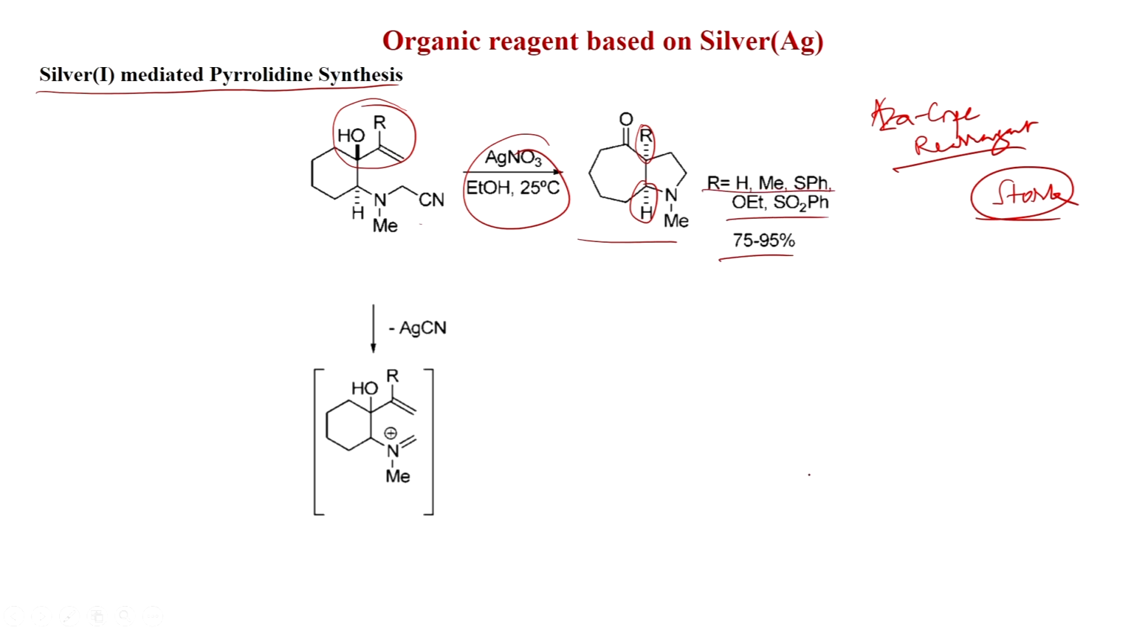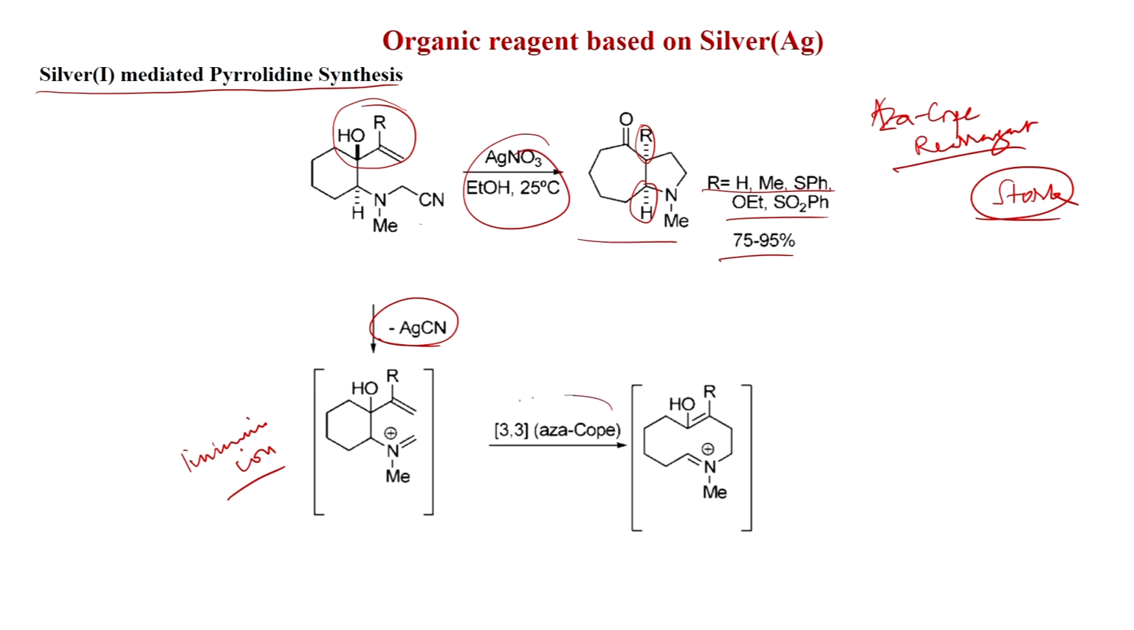So, what could be the mechanism? So, first silver cyanide elimination. So, this iminium ion will form. So, this is the iminium ion, and then the 3,3 aza-Cope rearrangement will happen. So, this will add here, now this will go here, and this will go here. So, here this enol is formed. After that, the Mannich cyclization will happen. So, this will be like this. So, here it is connecting R and this. So, you get the Mannich cyclization, 7-member ring is formed, and this reaction happens very diastereoselectively.